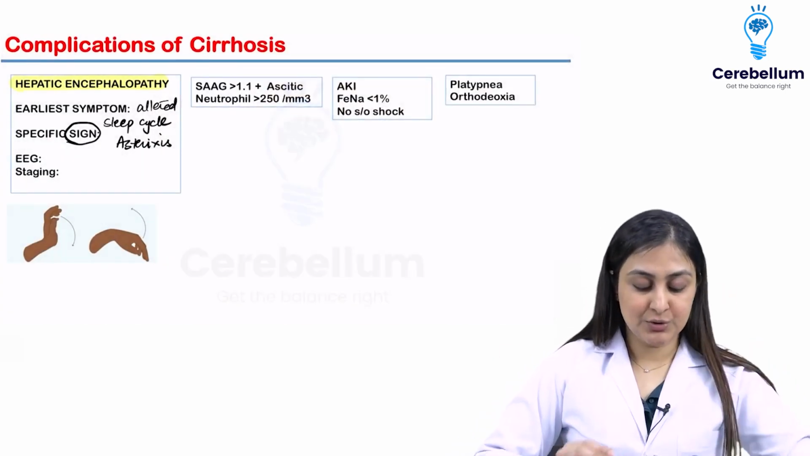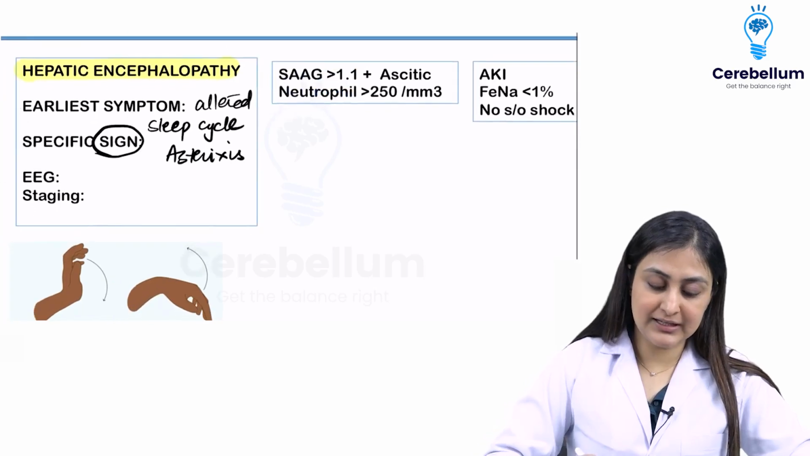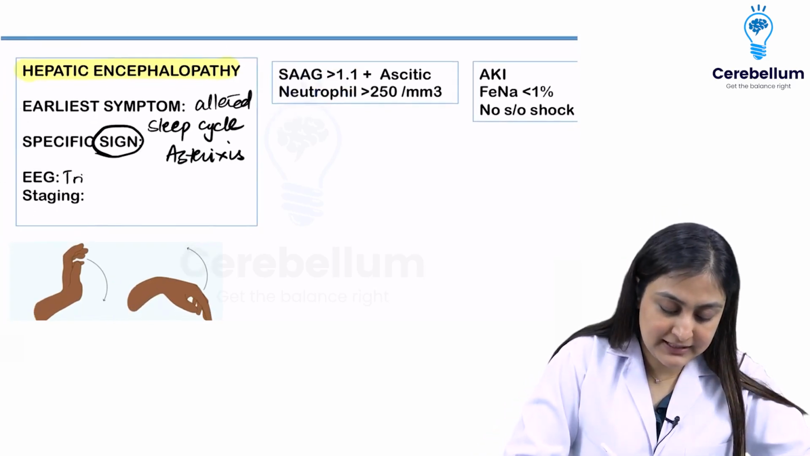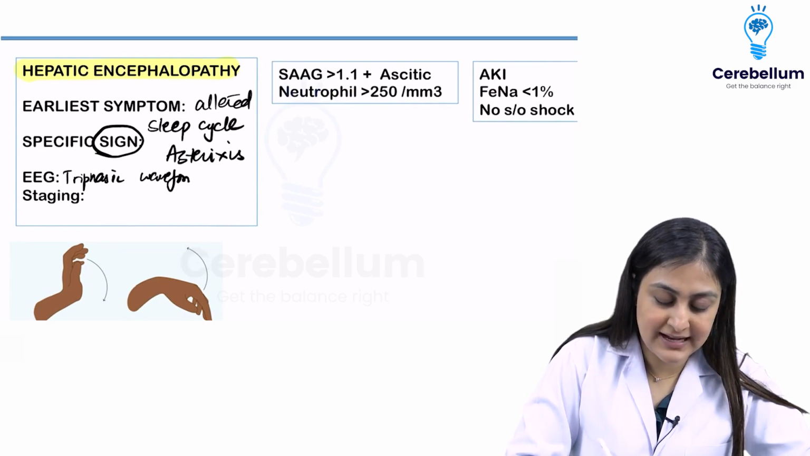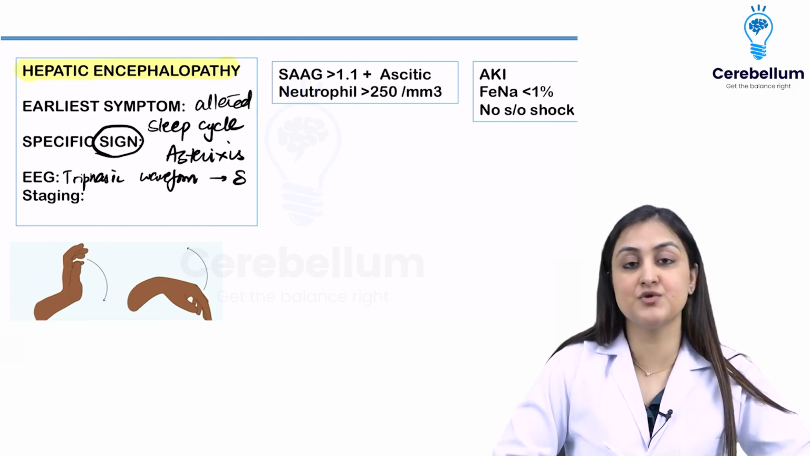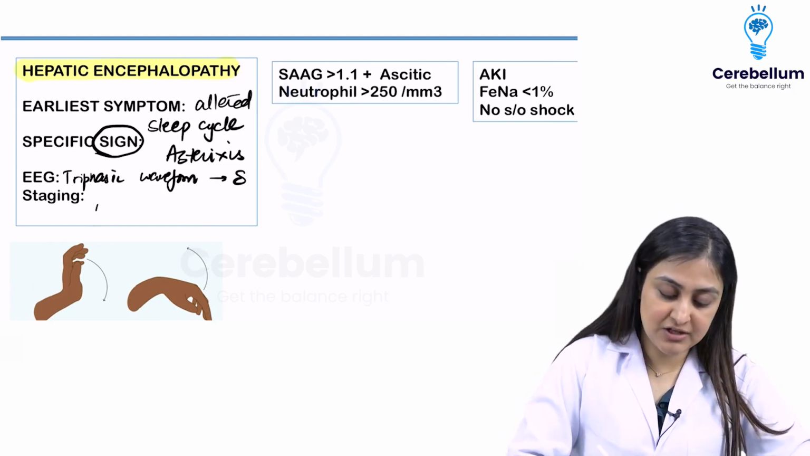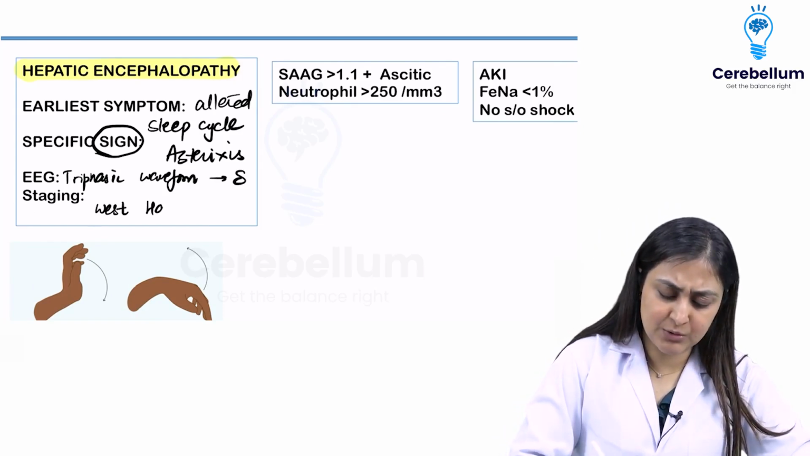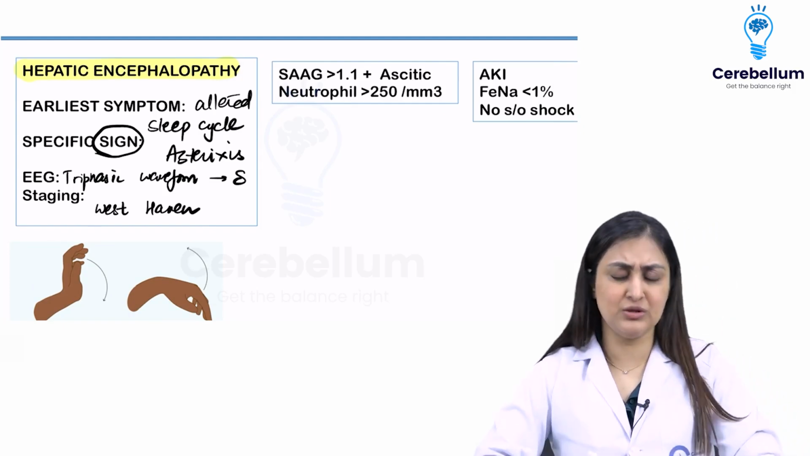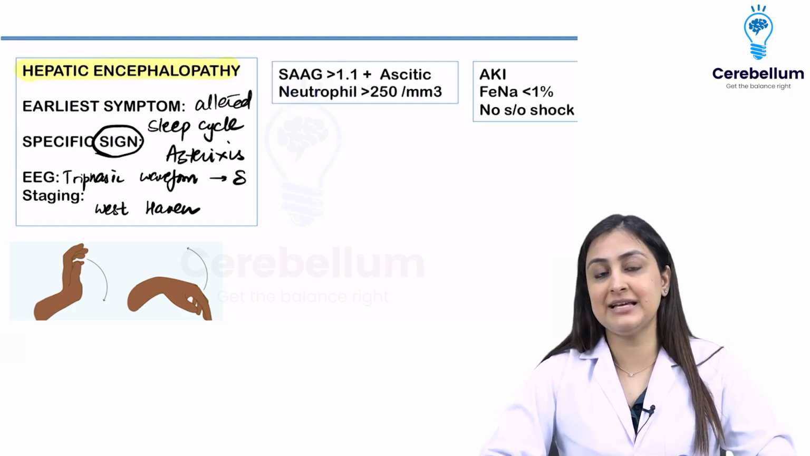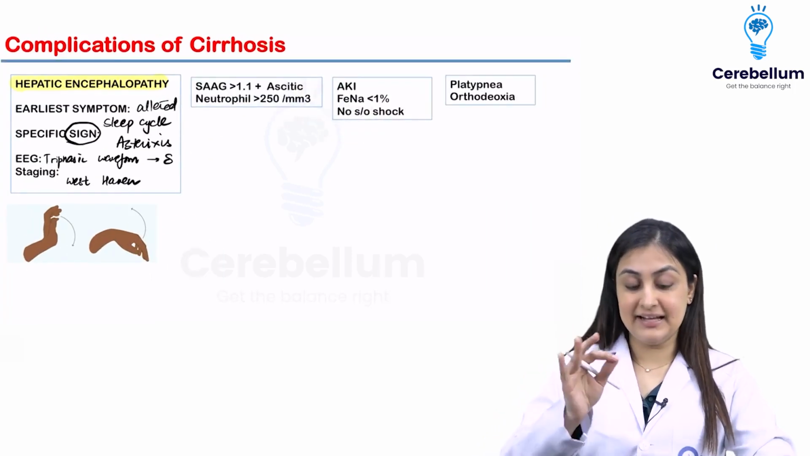Now going on to the EEG finding. What you're going to get on EEG in hepatic encephalopathy is a triphasic waveform. So this is very, very important. In the end stage, you will have delta waves or slow waves. The staging is known as the West Haven. I don't think you need to know the details. You can just Google it once if you want. It's the West Haven grading for hepatic encephalopathy.